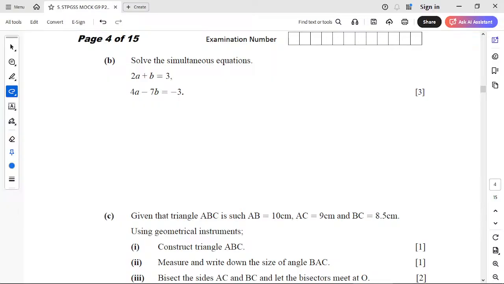Okay, question 2b, we have got this expression. So what do we do to get this one done? You can do either of two things: multiply the upper equation by 2 and do nothing to the second equation, or multiply the upper equation by 4 and the lower equation by 2. So let me just multiply the ones that are on top.